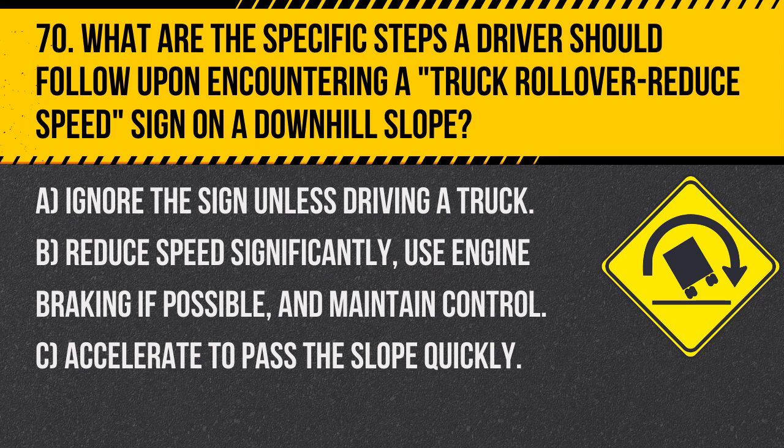B. Reduce speed significantly, use engine braking if possible, and maintain control. C. Accelerate to pass the slope quickly. Answer: B. Reduce speed significantly, use engine braking if possible, and maintain control. This reduces the risk of losing control on slopes, especially where rollovers are a risk.